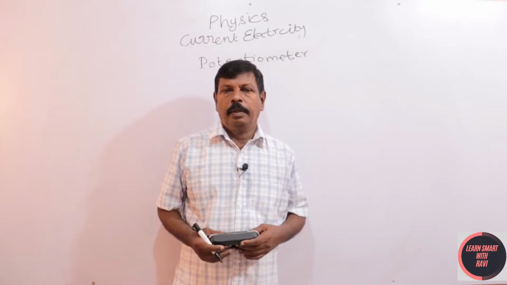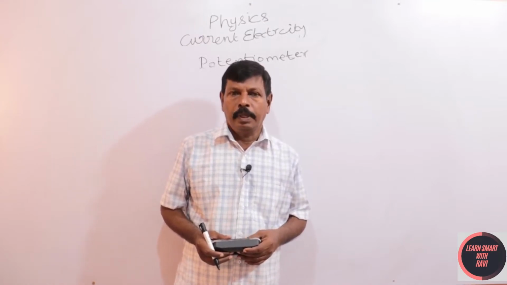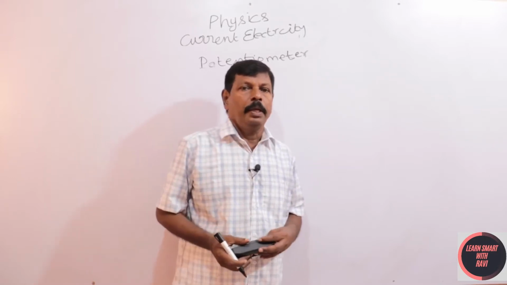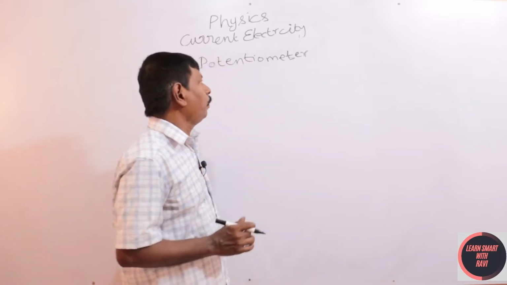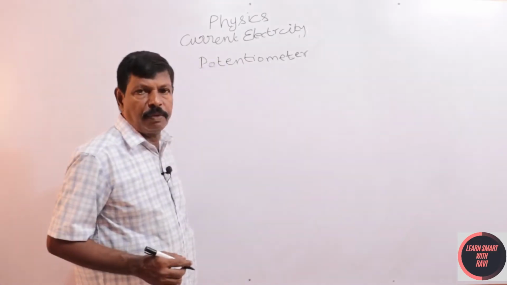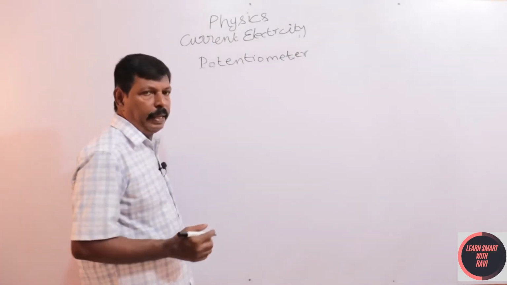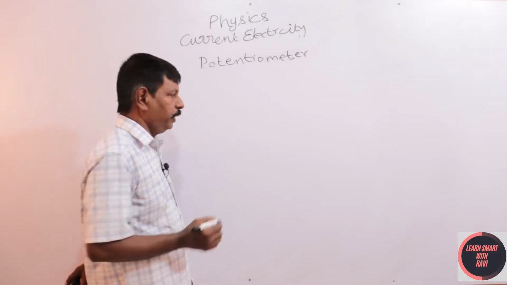இந்த வீடியோவில் நம்ம comparison of EMF of the two cell with the help of potentiometer. EMF ங்கிறது electromotive force. The potentiometer consists of a long uniform wire and the two ends A and B are connected with the standard battery through key.